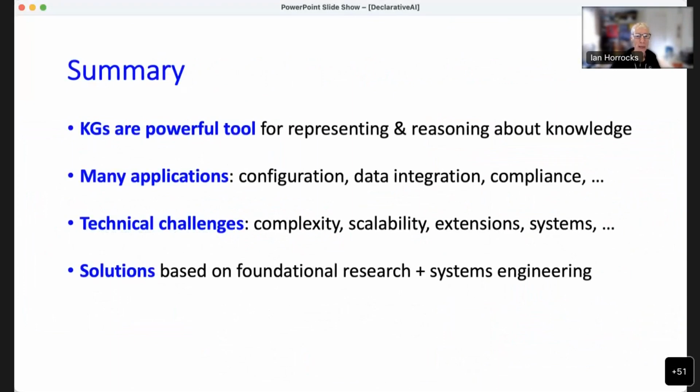So just to wrap up, I'd say knowledge graphs are a powerful tool for representing and reasoning about knowledge. We've seen a bunch of interesting applications. We've also looked at technical challenges, which include complexity, scalability, extension requirements, system infrastructure, and I've suggested some solutions that are based on a combination of foundational research and systems engineering.